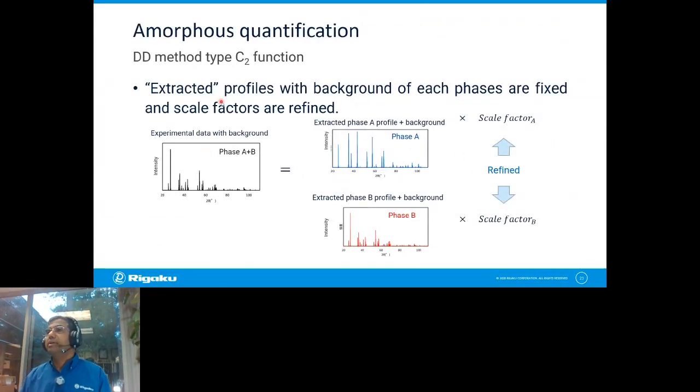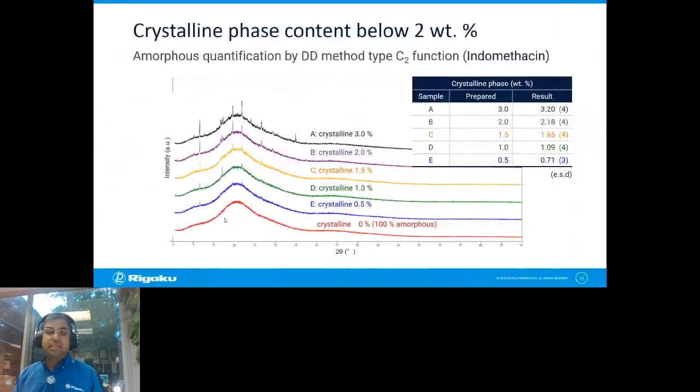So for example, using the C2 function in this DD method, extracted profiles with background of each phase are fixed and scale factors are refined. We can do that because now we know their chemical formula. So remember, I have been emphasizing that the important point here is to know the chemical formula of each of the phases. And then by refining the scale factor, you can know their relative amounts. So why am I emphasizing this?